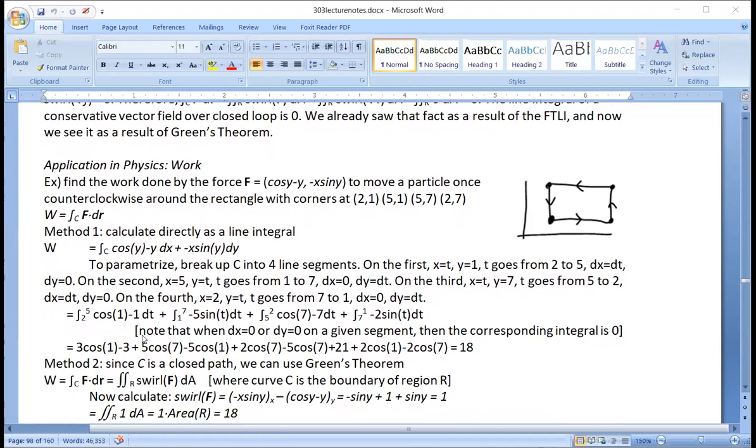And it's a rectangle. If we go back and check out the rectangle, you can see that one side goes from x equals 2 to x equals 5. That side is length 3. The other side, y equals 1 to y equals 7, that length is 6. So 3 times 6, the area is just 18, and that's your answer.